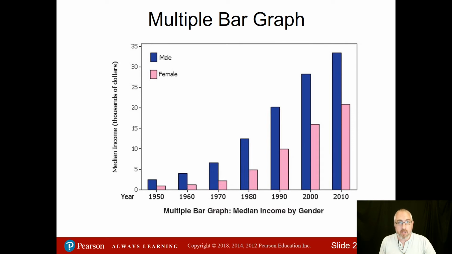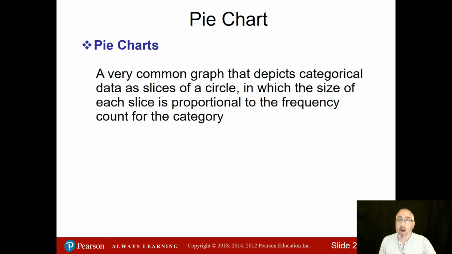So let's jump right to the next, which are pie charts. You probably know what a pie chart looks like. We will be drawing these. But just to describe it, it's a very common graph that depicts categorical data as slices of a circle in which the size of each slice is proportional to the frequency count for the category.